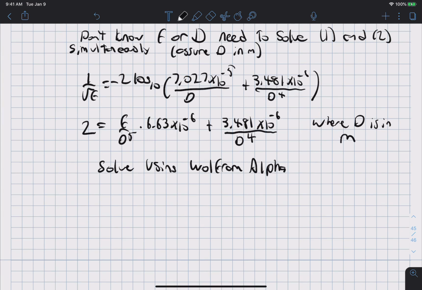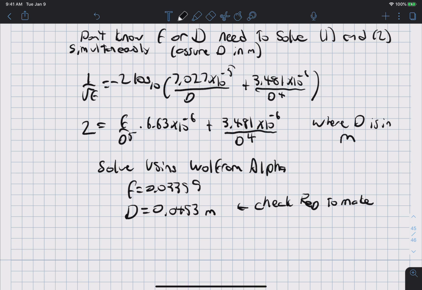So we do that, and we find that F equals 0.03359, and the diameter equals 0.0453 meters. And so it's not time to rejoice yet. We've not necessarily solved the problem. So we need to check Re_D to make sure our turbulence assumption is correct.